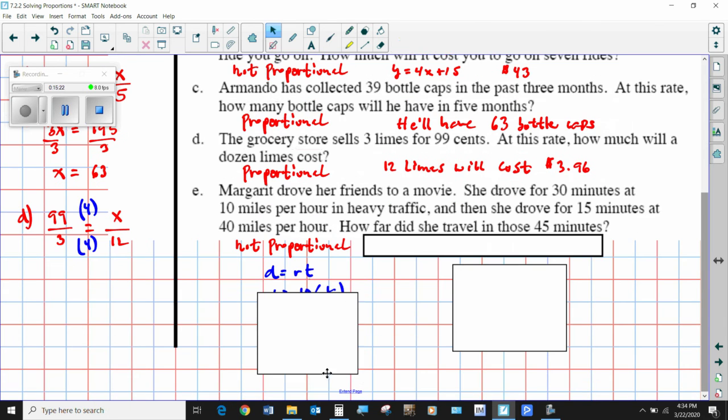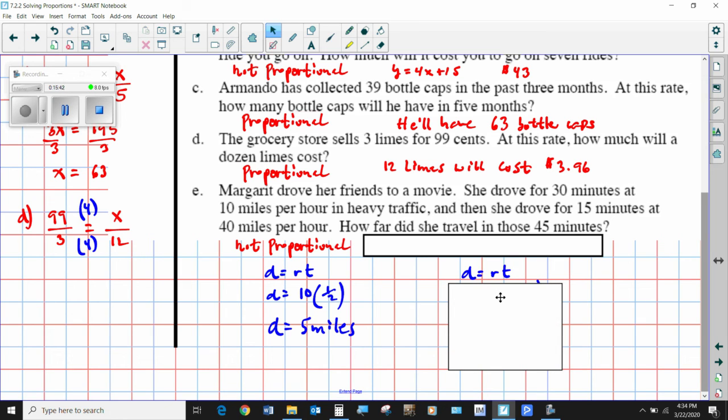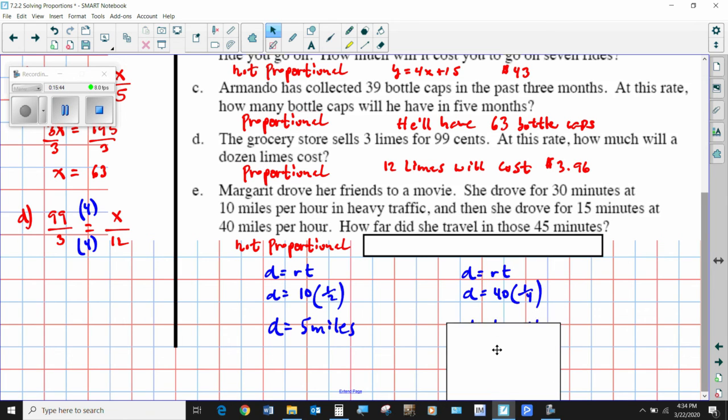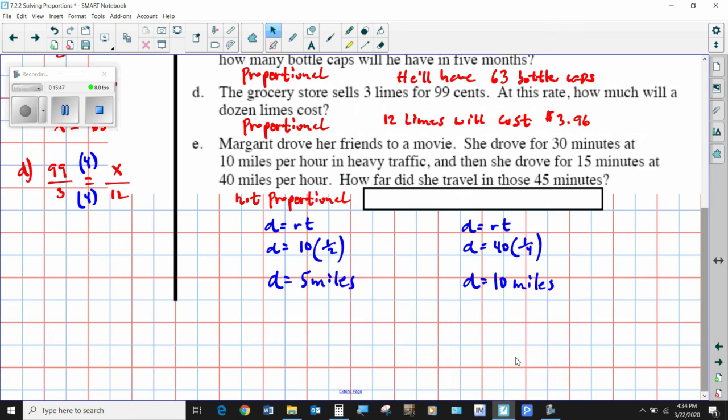So for D equals RT, let's put in 10 miles per hour as our rate of speed, and a half of an hour, 30 minutes, for time. Half of 10 is 5. So during this heavy traffic portion, driving for a half hour, they went 5 miles. In the faster section of time, D equals RT, looks like they were traveling at 40 miles per hour for a quarter of an hour. 15 minutes is a quarter of an hour. Multiply 1/4 times 40 is 10. So the total distance you should have gotten was 15 total miles.